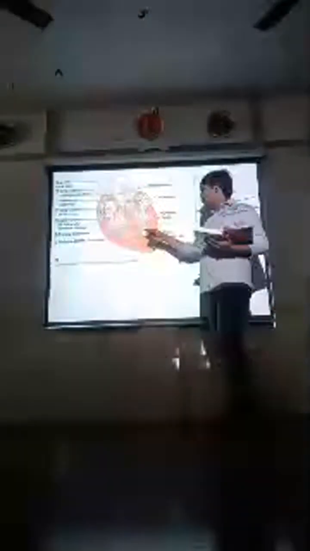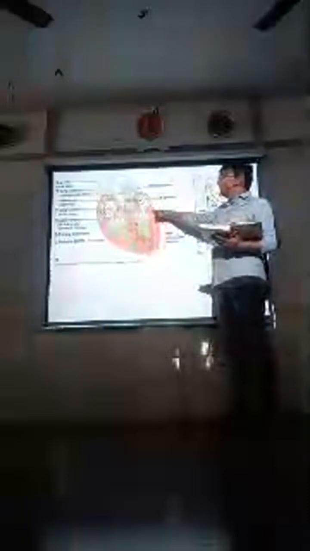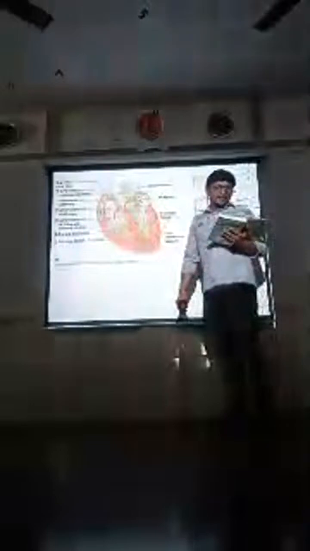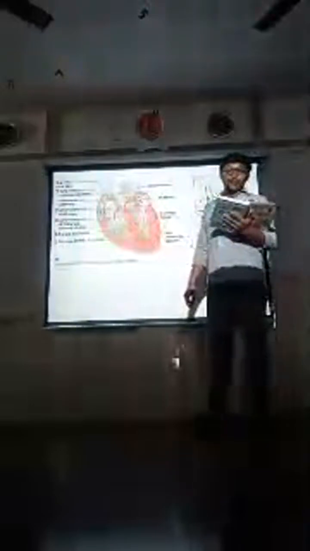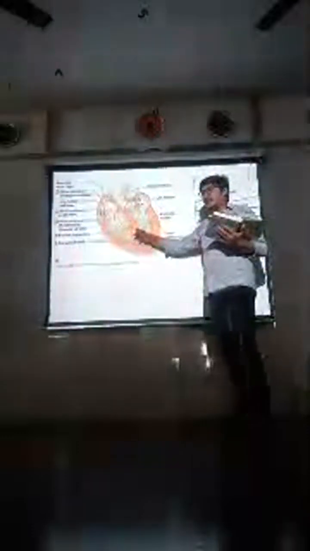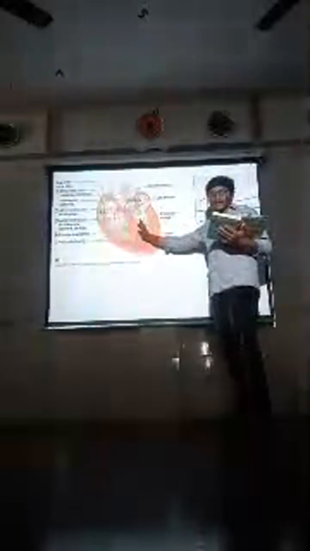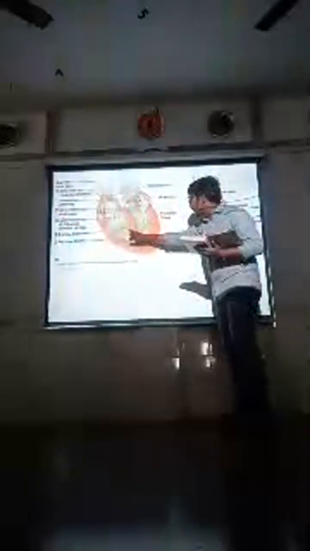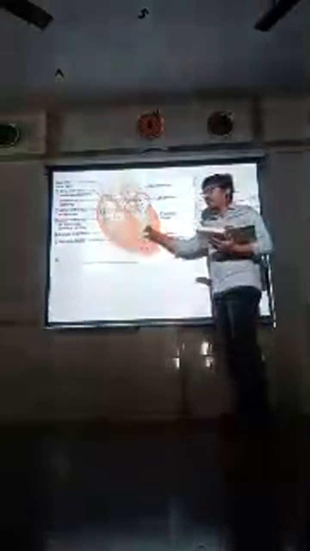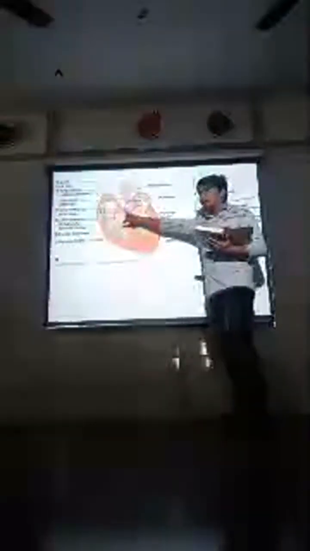Similarly, the left side also you can see. Here the left bundle branch of AV node descends on the left side of the interventricular septum. Now it is towards the right side or left side? Left side, slightly moving towards the left side of the interventricular septum. So this is the interventricular septum. Right bundle branch is to the right side, left is towards the left side. But here at the upper part it is in the middle.